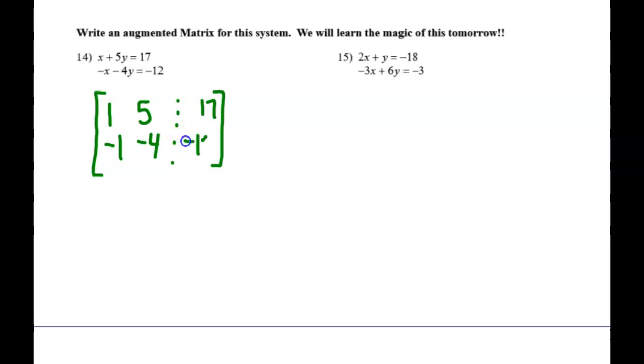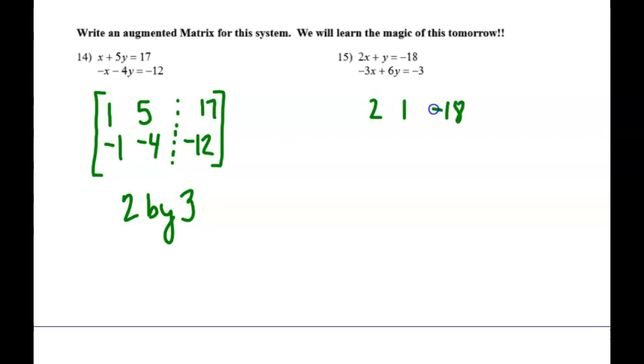-4 and -12. And you don't have to put the little dotted line down there. You can just put it all in one matrix as far as I'm concerned. You do have to know the size when you go to enter these in the calculator. This is a 2 by 3. Everybody good? Understand how that, okay. So what would number 15 look like if we just wrote the augmented matrix?